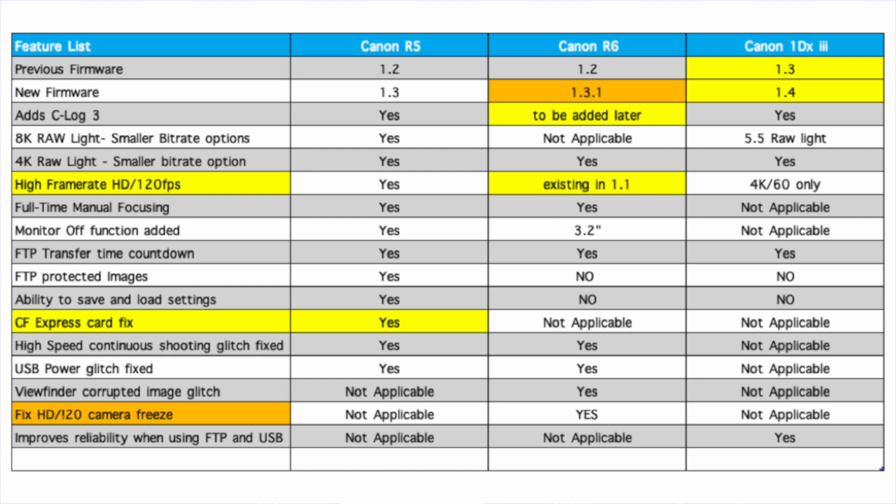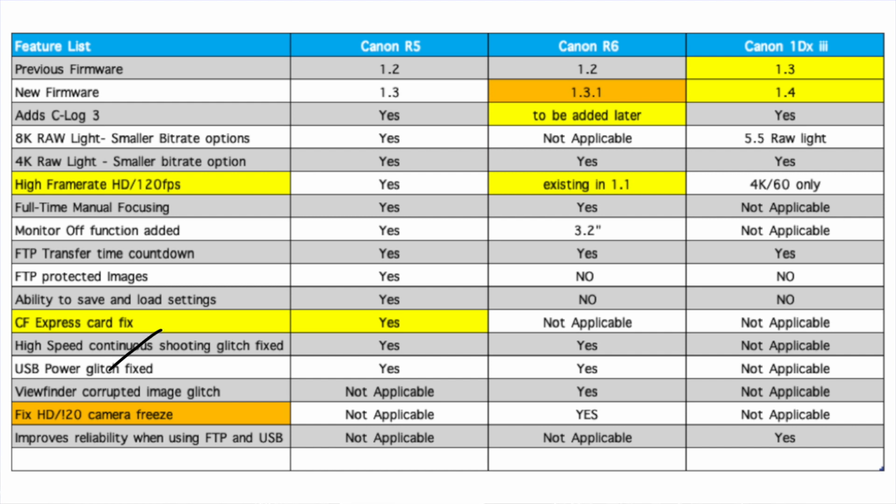And the FTP protected images comes to the Canon R5, but there's no mention of it for the R6 or for the 1DX Mark III. Similarly, the ability to save and load settings. It's specifically called out on the R5, but it's not mentioned in the release notes for the R6.